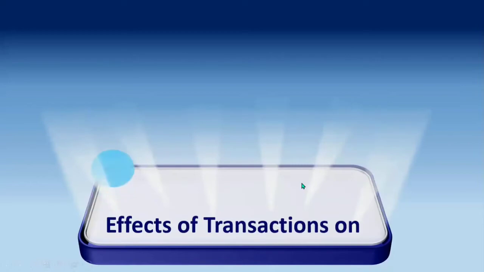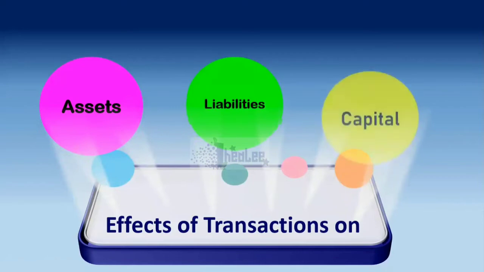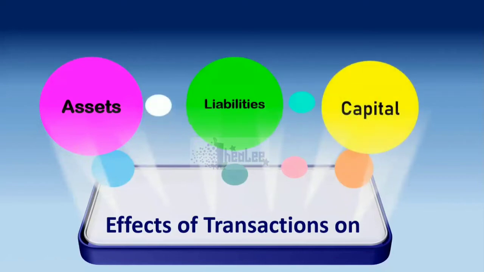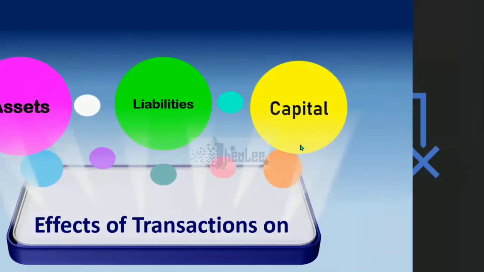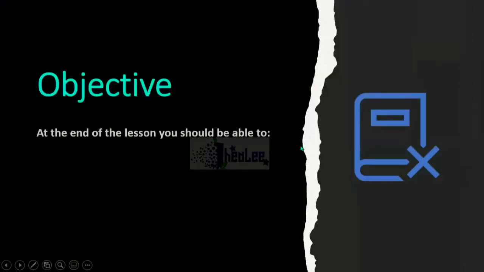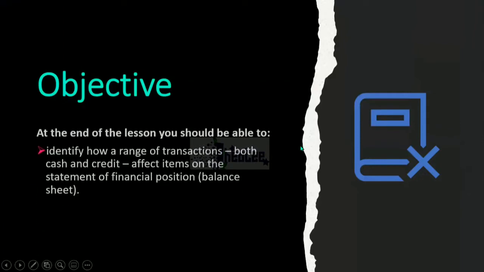Today we'll be focusing on the effects of transactions on assets, liabilities, and capital. Now, these three items are the components of the balance sheet. So therefore, our topic could read effects of transactions on the balance sheet. At the end of the lesson, you should be able to identify how a range of transactions, both cash and credit transactions, affect items on the statement of financial position, basically the balance sheet.